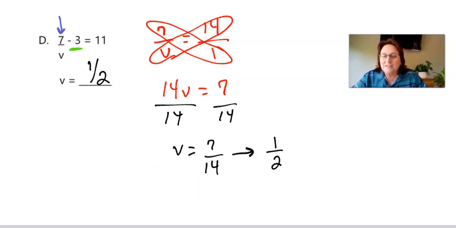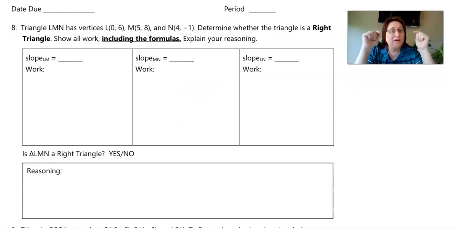All right, so ladies and gents, I tell you what, let's go down and take a look at, I think I want to do number 8 next. Let's go take a look at number 8. Okay, down here at number 8. We need to read the instructions. It says, triangle LMN has vertices at L(0, 6), M(5, 8), N(4, -1). Determine whether or not the triangle is a right triangle. All right. So show all work, including our formulas, and explain our reasonings.